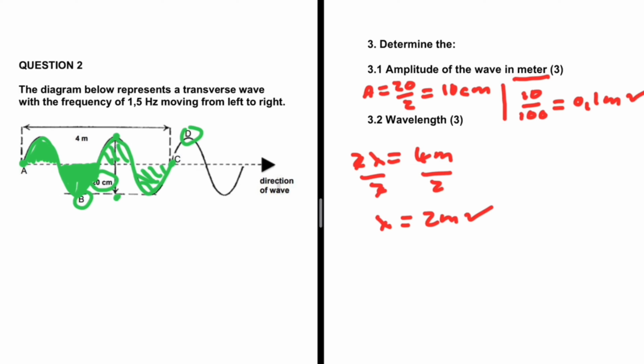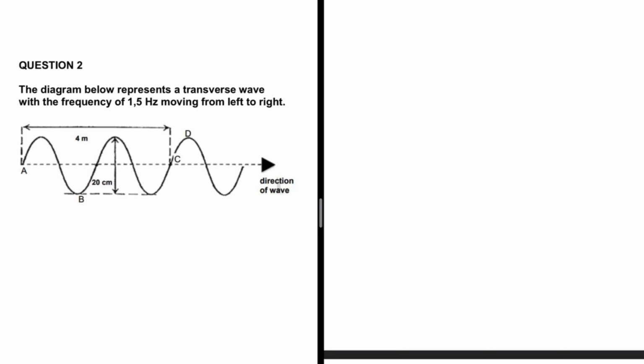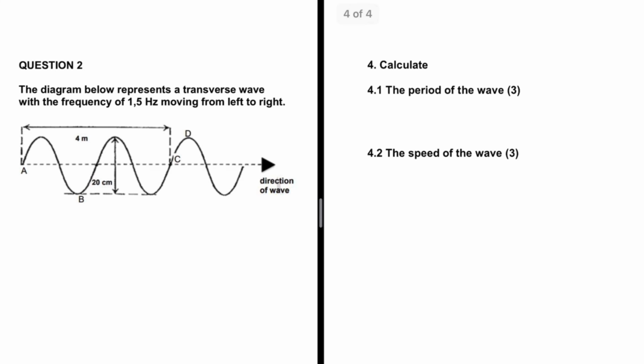Right, so let's be aware of these types of situations in the exam. Most of the time, you're not going to be given the amplitude or the wavelength. You have to do some calculations to determine it. But anyway, let's move on. Question 4.